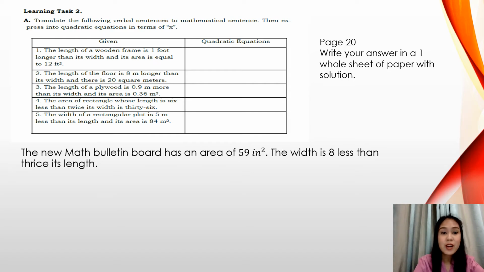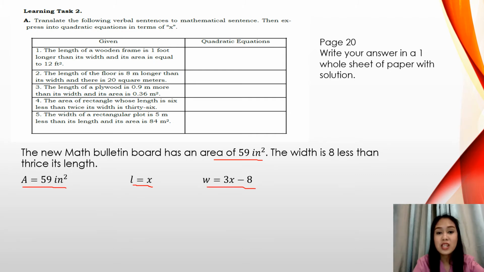Now, suppose I have here an example. The math bulletin board has an area of 59 inches squared. The width is 8 less than thrice its length. So what we're going to do is convert this sentence into a mathematical equation. We know that the given in the problem is the area, which is 59 inches squared. Now, the length is unknown. It was not stated in the sentence. While the width here, we represent it as 3x minus 8.